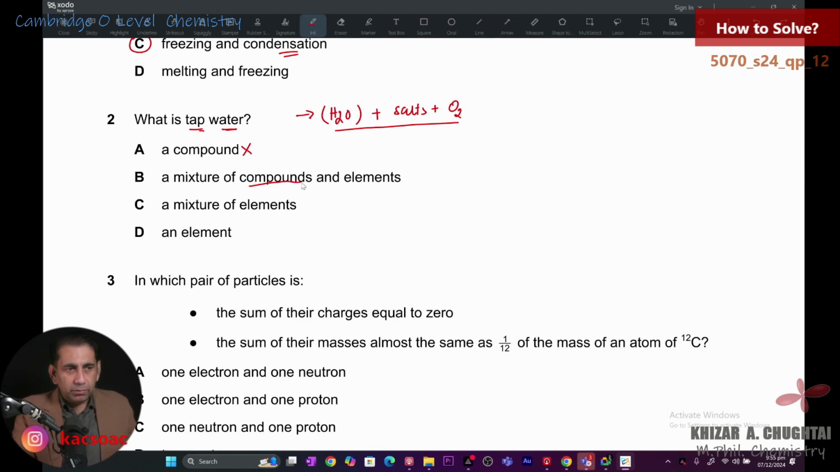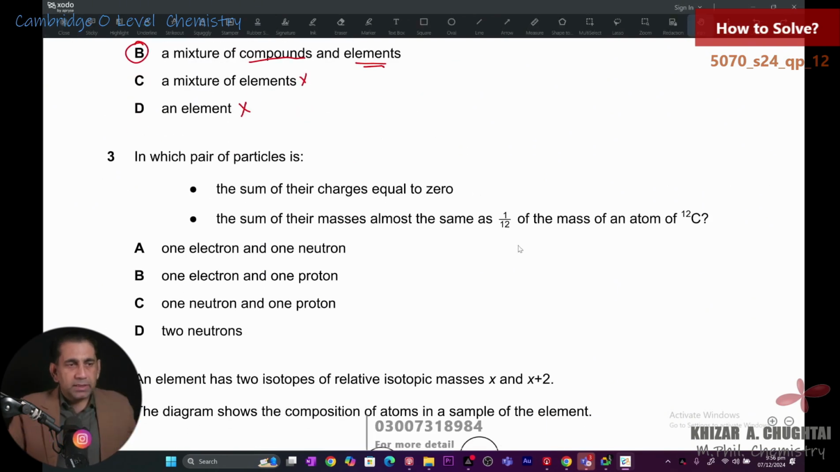A mixture of compounds and elements, yes, it is true. It's a compound, and this is an element. A mixture of elements, no, because water is a compound. An element, absolutely not. So B is the correct option. Question number 3.